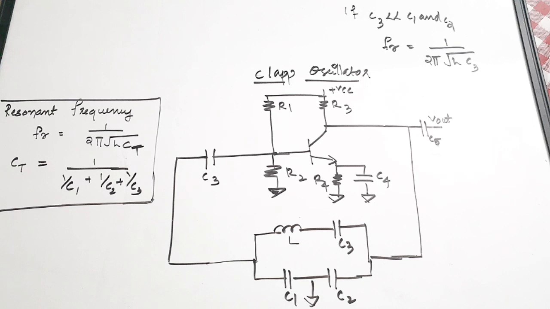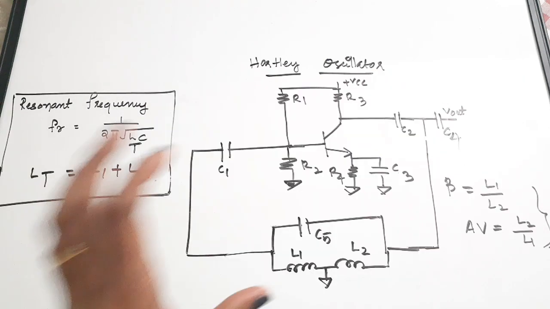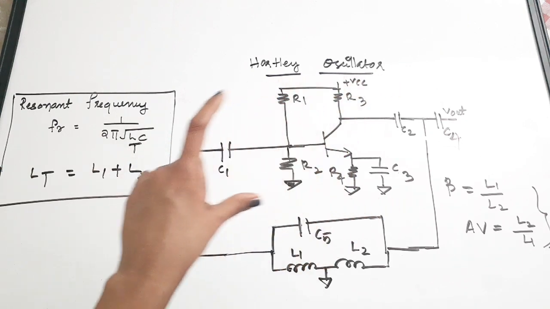So this is the only difference between Clapp and Colpitts oscillator, and these are the equations. The next type of oscillator is the Hartley oscillator. So here again the circuit is almost similar.